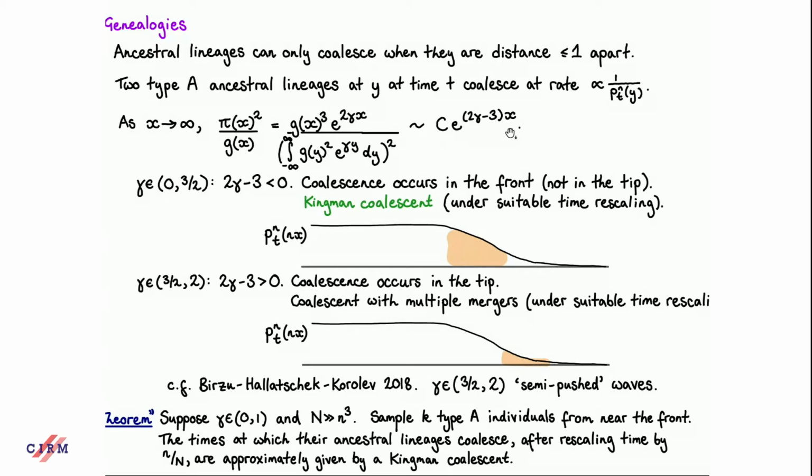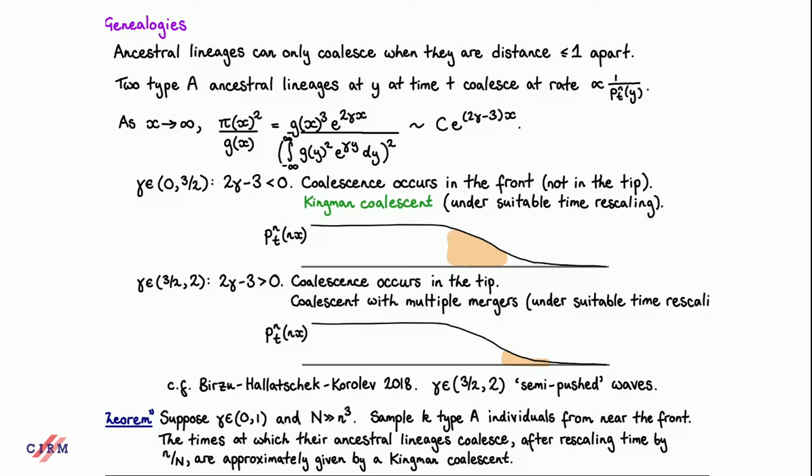So now we've got two different cases. If gamma is between 0 and 3/2, then 2 gamma minus 3 is negative, which means that this thing goes to 0 as x goes to infinity. So that suggests that the rate of coalescence out here in the tip is very low, and so all of the coalescence is likely to happen in this orange region here, relatively close to the front. And that suggests that what we should see under a suitable time rescaling is a Kingman coalescent.